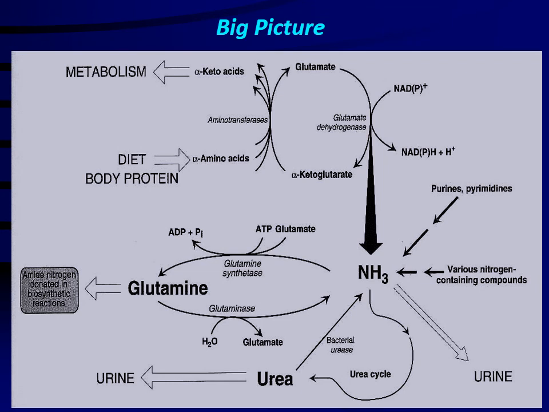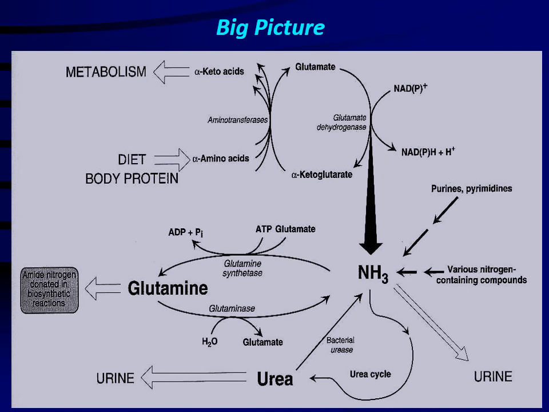Big picture. Alpha amino acids in the blood or in the body derive from diet and body protein. These alpha amino acids, in the presence of aminotransferases, combine with alpha-ketoglutarate to form alpha-keto acids and glutamate. So all the amino group is transferred to glutamate now.